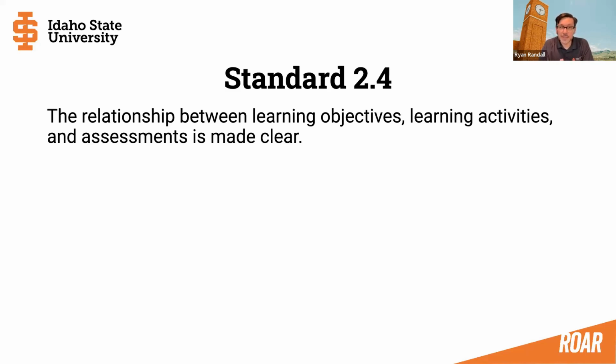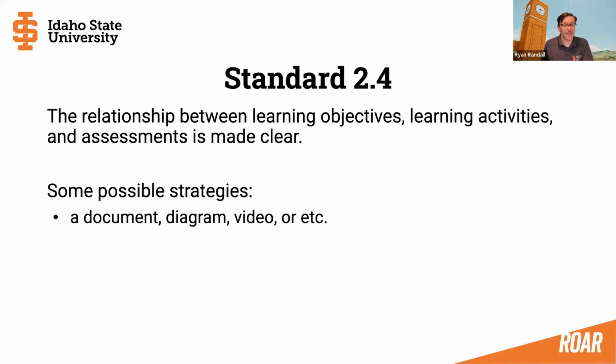So the more explicitly you can connect those course elements, the more your learners will understand the big picture of the course. And there are many possible strategies for clarifying these relationships for your students. For instance, some possible strategies could include having a document, a diagram, a video, things like that. You could have a course map.